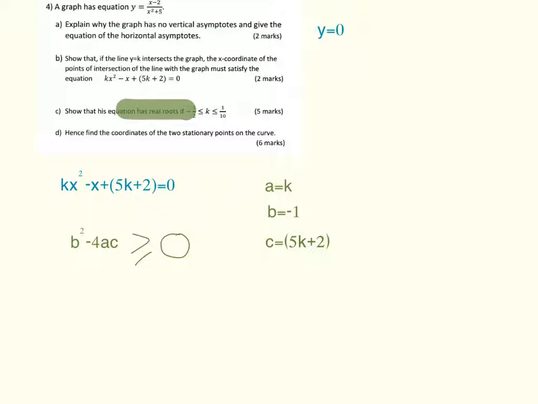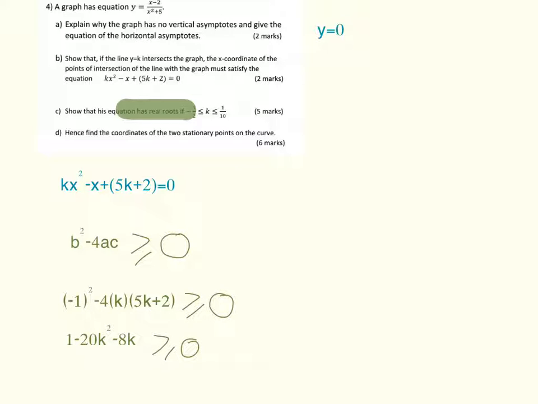Another thing I'd always do is write down your values of a, b and c, just to ensure you don't make any mistakes. So I've subbed in my values. I'm going to rearrange that. I'm always going to want to try and get my k squared positive because it's easier to deal with. So if I take everything over to the right hand side, it'll look like my inequality sign has switched around.